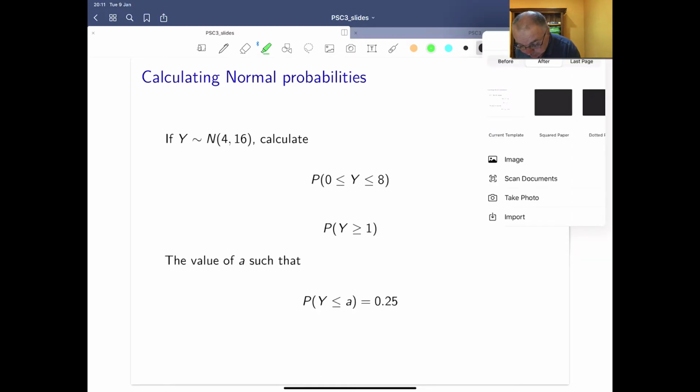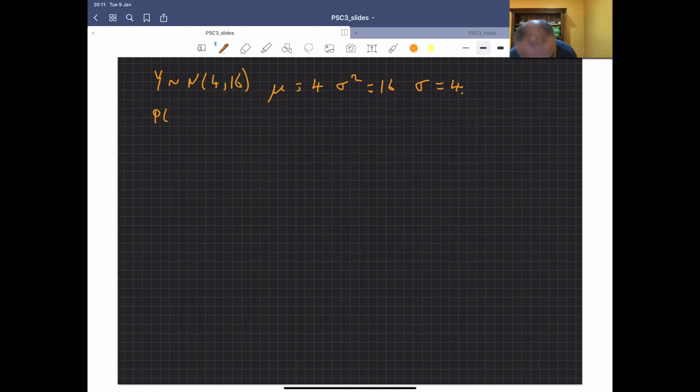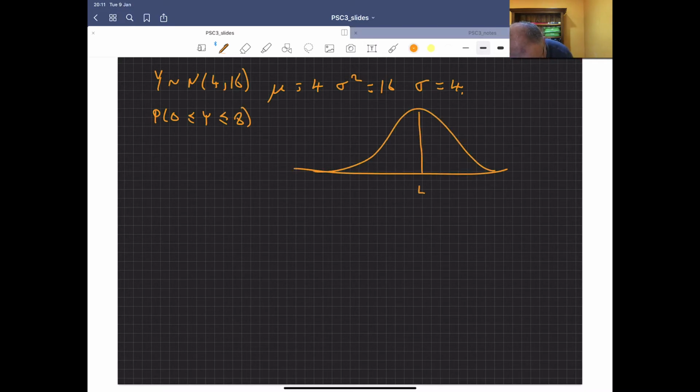So let's do this. So the first one. Let's just remind ourselves what we've got. We've got y is normal with 4, 16. So we've got mu equals 4, sigma squared equals 16, so sigma equals 4. We want the probability that 0 is less than or equal to y, which is less than or equal to 8. Well, let's draw what we're looking at here. We've got our 4 here. So we basically want to go to about 8 and about 0.